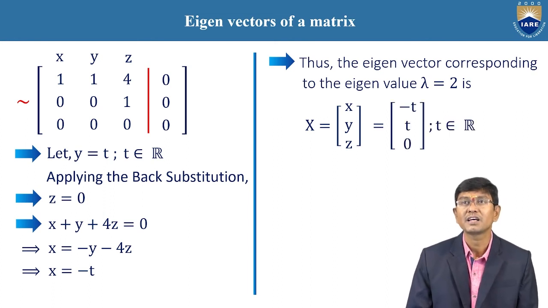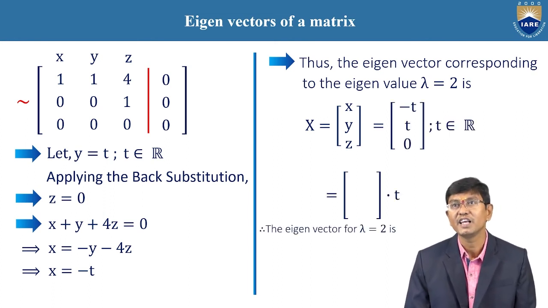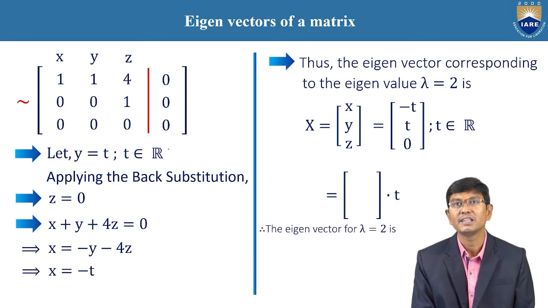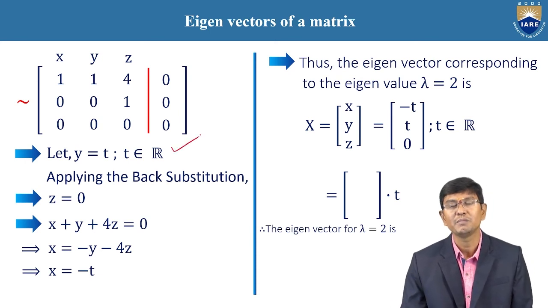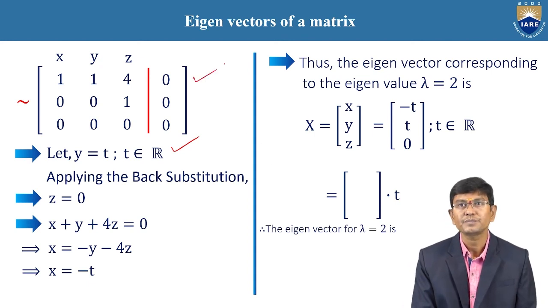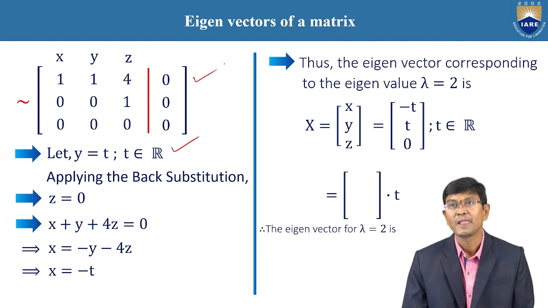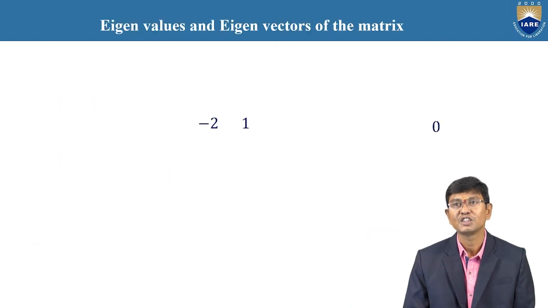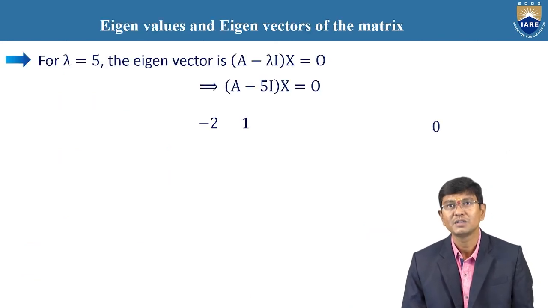Therefore, the corresponding eigenvectors for lambda equal to 2 are x equal to minus t, y equal to t and z equal to 0, because in this equation we assumed that y is equal to t, an arbitrary constant, then x is equal to minus t and z is equal to 0, using the echelon form of the matrix. For example, taking out the common constant t, the values are minus 1, 1, 0 and also 1, 1, 0.